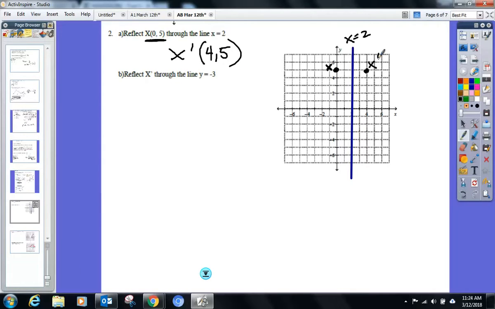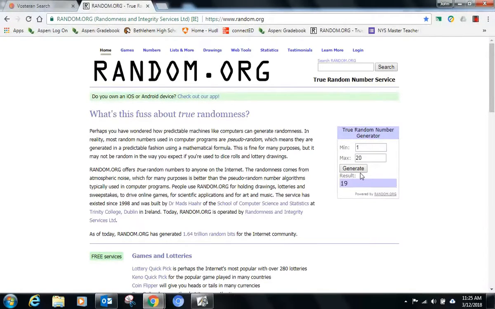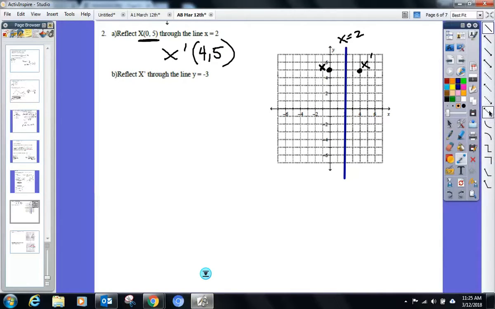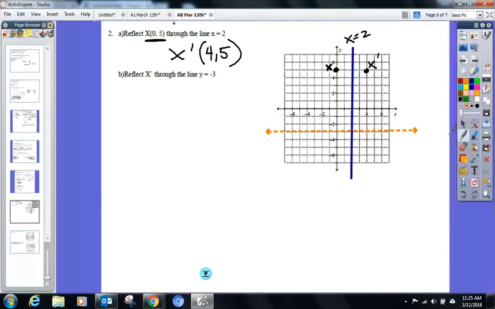Now everyone take a look. Take x prime, not my original x. Take x prime and go through y equals negative 3. What type of line is y equals negative 3? Horizontal, going through negative 3. So let me graph that real quick. There's y equals negative 3.